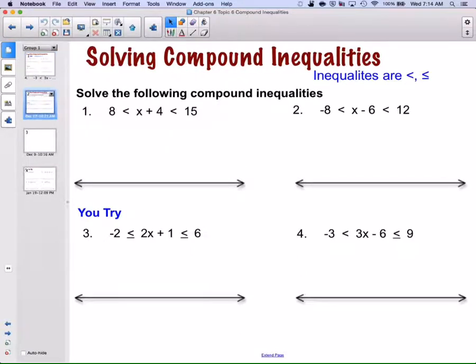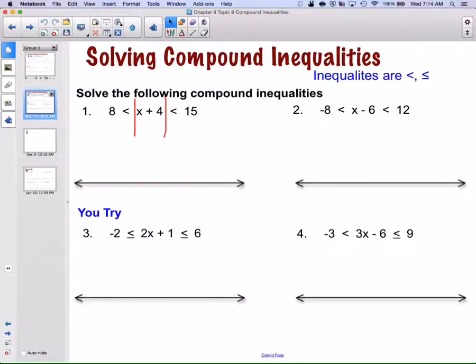Okay, so on this slide, we're actually going to solve an inequality that's kind of in between two locations. So for number 1, we have x plus 4 is essentially between 8 and 15. The way that I approach this is I think of it as two separate inequalities. I kind of branch myself off here.